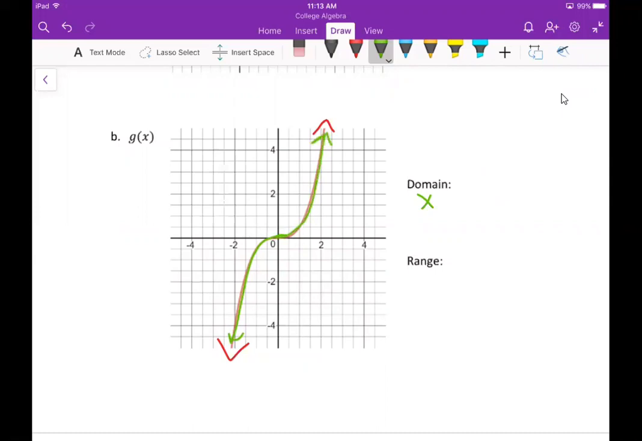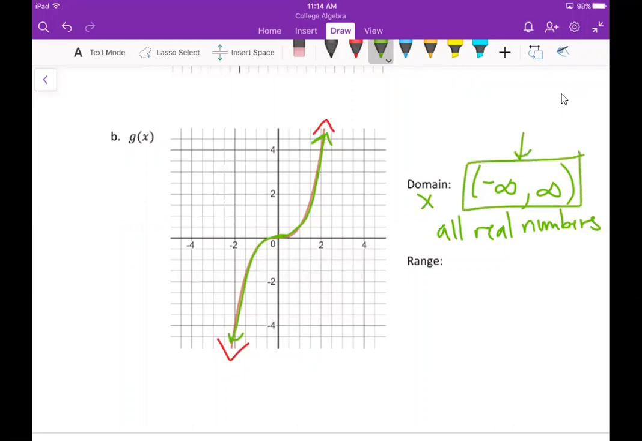So there's all the numbers. I can get to every number. So I would say either I can go all the way to the left and all the way to the right. Those are negative infinity and positive infinity signs. Or the other way you can say this one is that you can get to any number. So we would say all real numbers. Okay, either way of saying that is okay. If you do it in interval notation, though, this is interval notation.